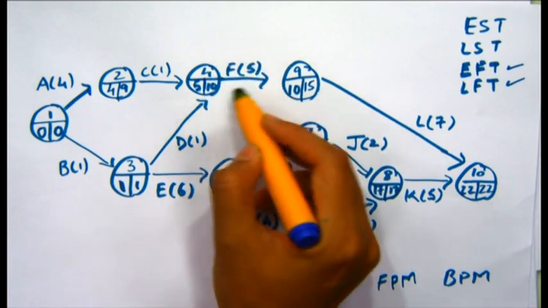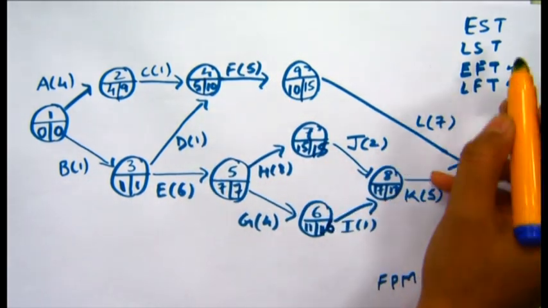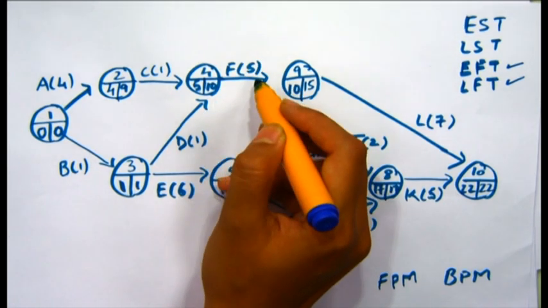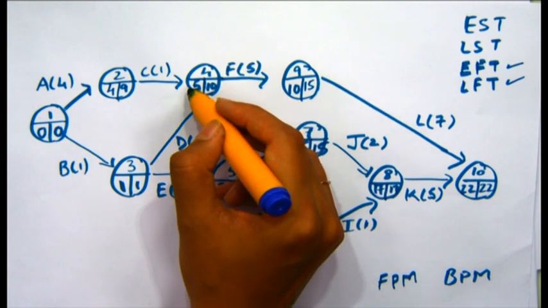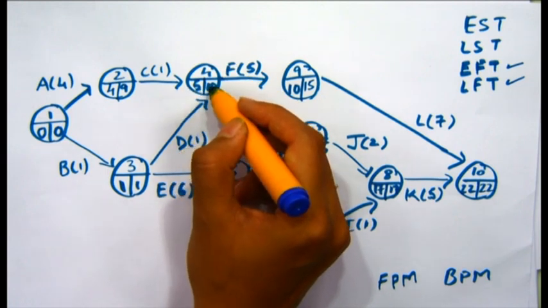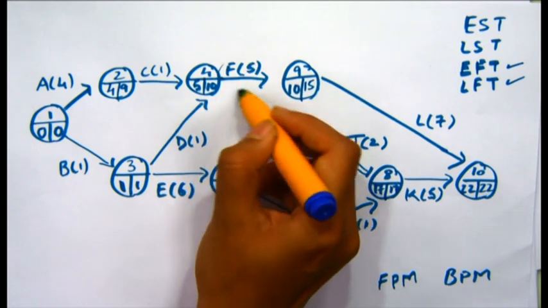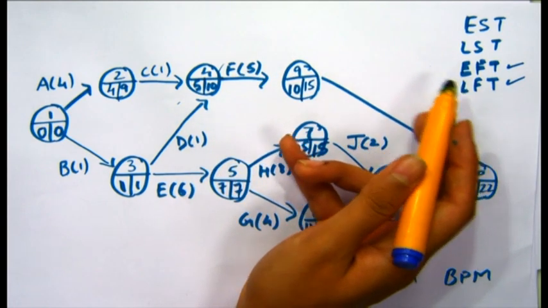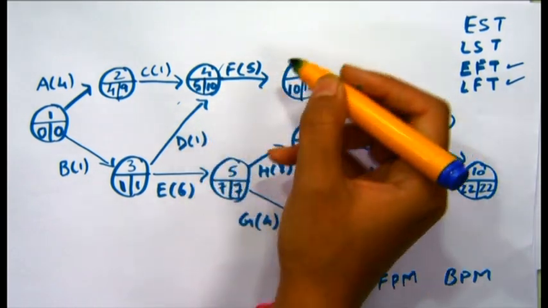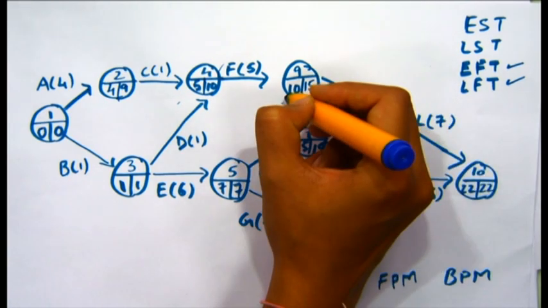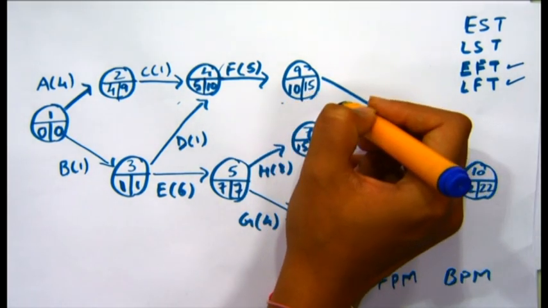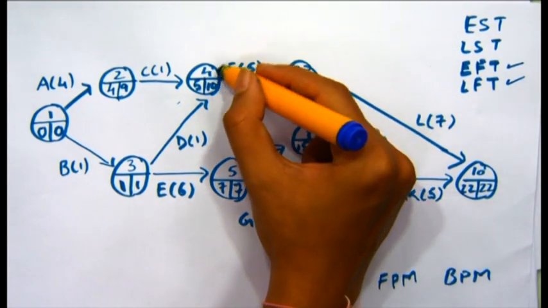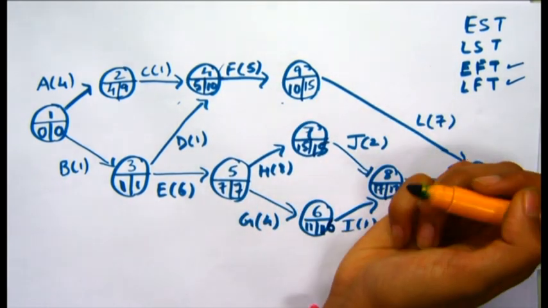For activity F, let us try to understand what all these times mean. It means that for activity F, which takes 5 days for its completion, the earliest start time is 5 days. The latest start time is 10 days, which means that F can only start after 5 days and the latest that it can start is 10 days. Also, this is the earliest finish time and this is the latest finish time. The earliest that activity F can finish is by 10 days and the latest that F can finish is by 15 days.